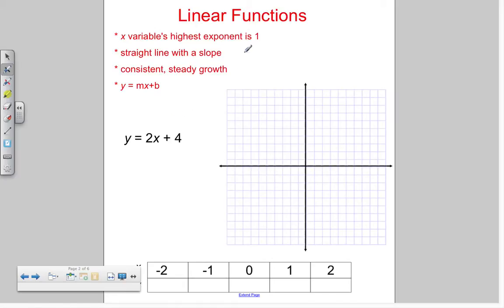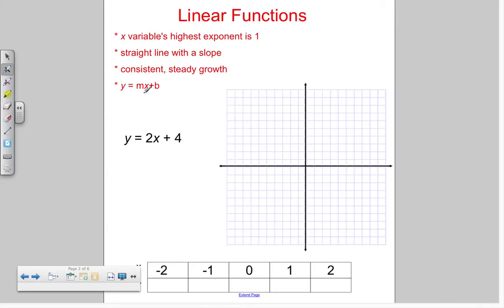Okay, when you graph it, it's a straight line that has a slope, meaning it's steep. So it's either a small slope, which means it's kind of flat, or a really steep slope, which means the number's high, and if you were to ski down it, it would be like a black diamond. The other thing about a linear function is that it has consistent, steady growth, meaning as x grows by 1, it grows by 2. I'll show you that in a few moments. And then finally, it will fit into the form y equals mx plus b.